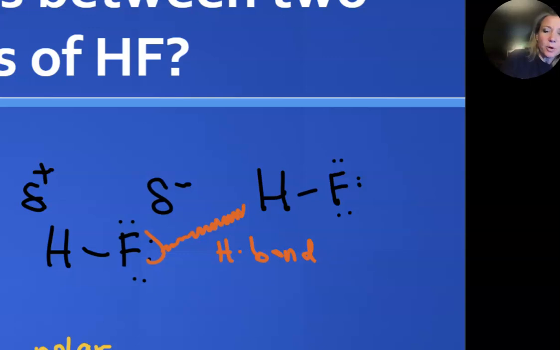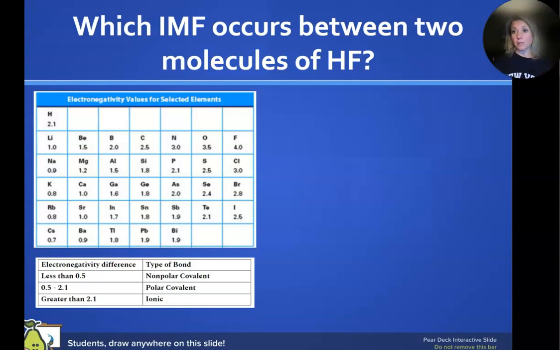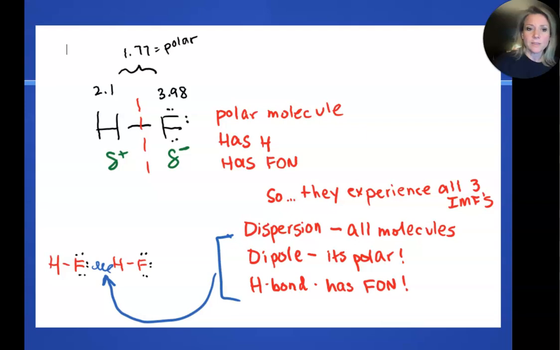This is a dipole interaction because my molecules are permanently polar, and it's going to have dispersion forces also, because dispersion forces are going to occur between all molecules. So that's an example of a molecule or two molecules that would have all three intermolecular forces together. And so that's pretty much a summary of what I just went over.